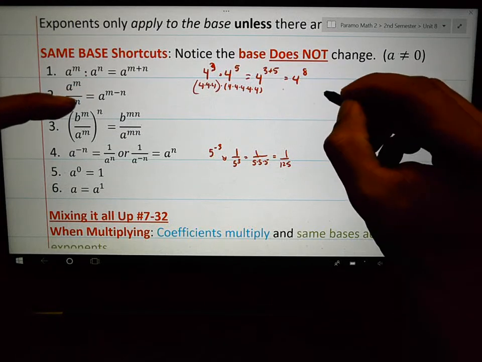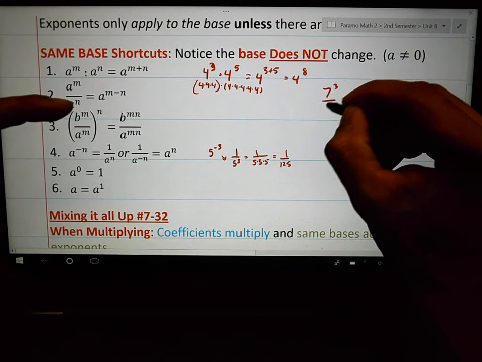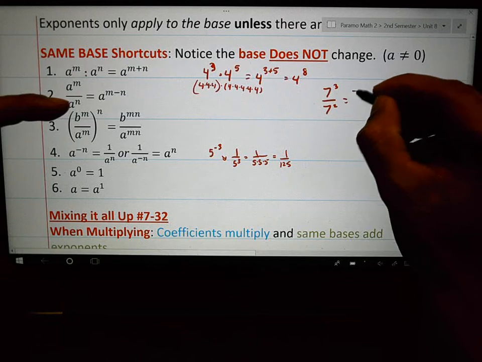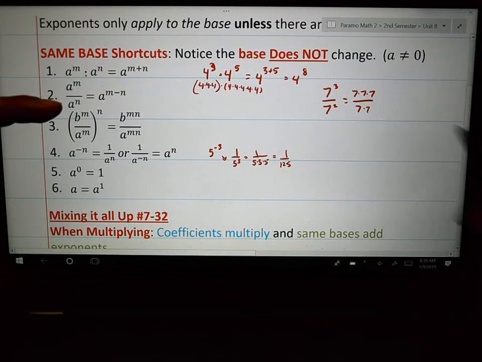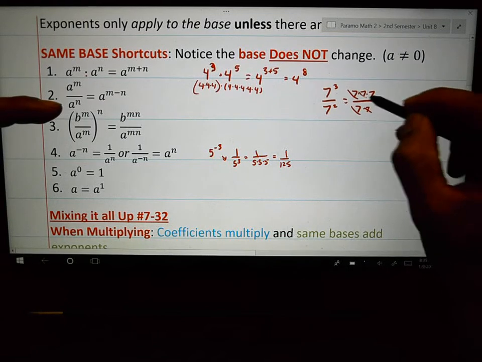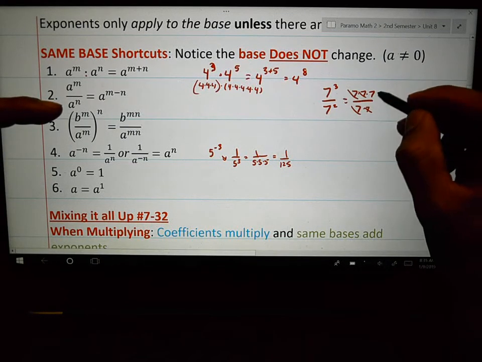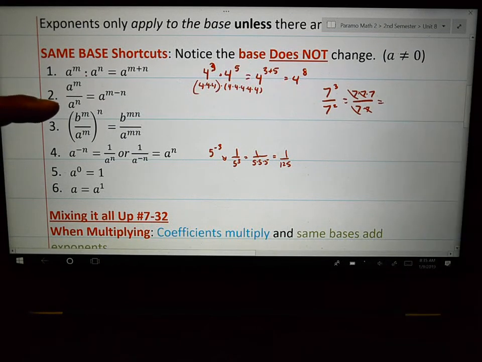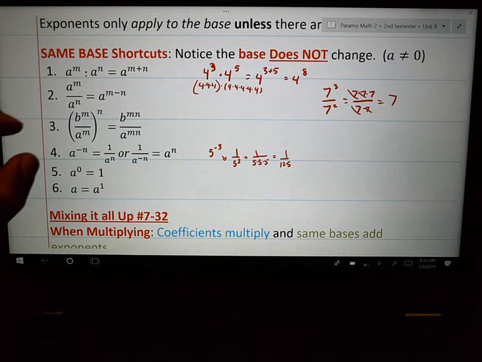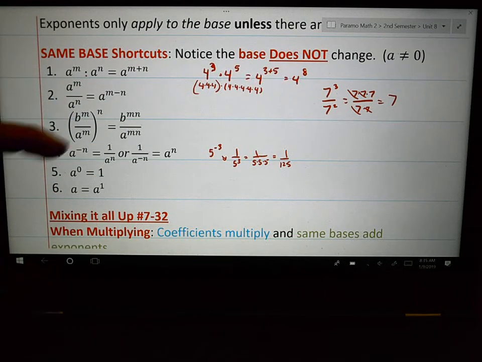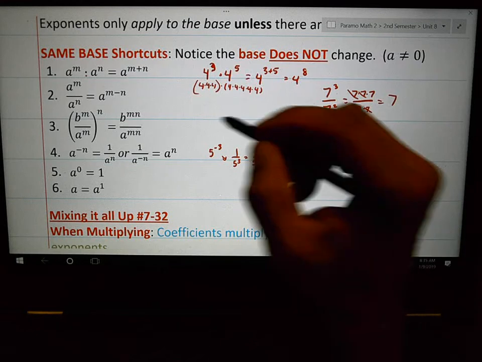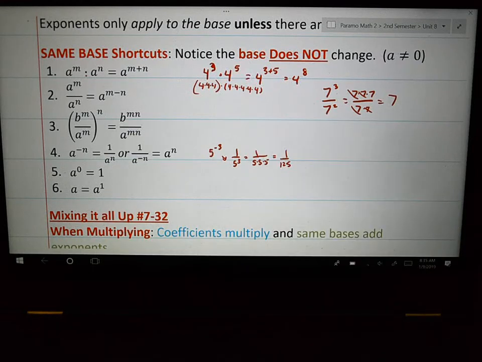For example, if you had 7 to the third over 7 squared, remember what it means. It means that you have 3 of those and 2 of those, 2 factors of multiplication. It's just going to end up reducing. If you subtract the exponents, it's the same thing as what it represents. If you have an exponent outside of parentheses, you can multiply the exponent to the top of a fraction or the bottom of a fraction. How come? Because it's what it represents.